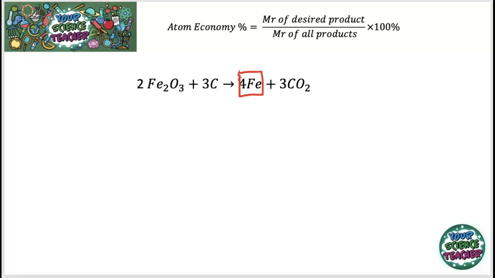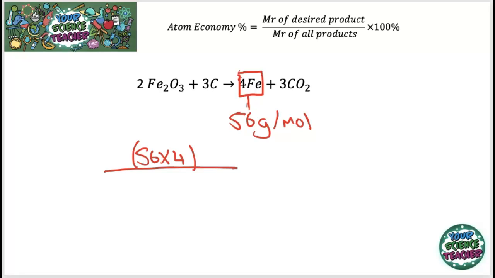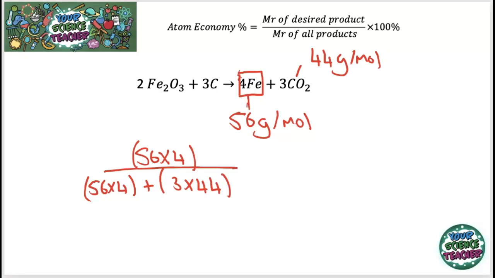So the way to do this is the Mr of my desired product. The relative atomic mass of iron is 56 grams per mole, and in total I have a ratio where I have 4 moles of iron, so I'm going to have to times it by 4, so it's going to be 56 times by 4 on the top of my equation, and over the Mr of all my products, well, I've got 56 times by 4 because it's still one of my products, and I'm going to add it to the relative formula mass of carbon dioxide, and remember there's 3 of them, and carbon dioxide has a relative formula mass of 44 grams per mole, so it will be 3 times by 44, and then I'm going to times my answer by 100 to put it in a percent. And that gives me an answer of 62.9%.